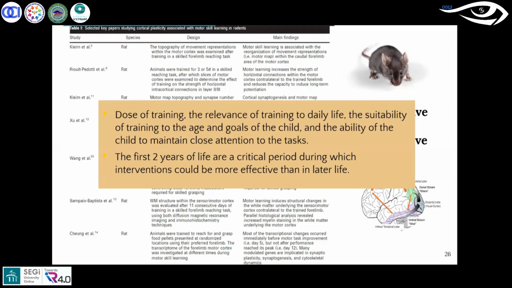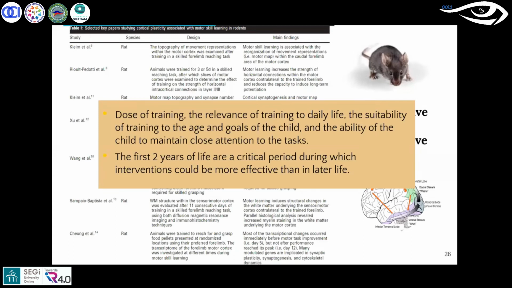The second thing that we can summarize from the studies is that the first 2 years of life are very critical, because that is where the plasticity is at its maximum, and we can see improvement within the first 2 years if we do any early intervention.